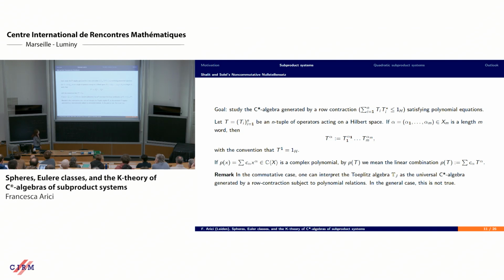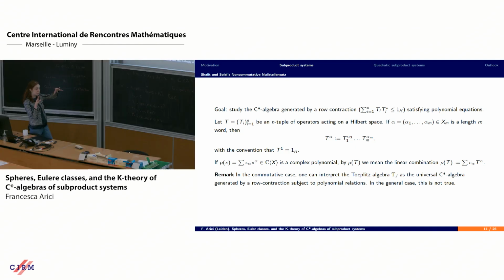And then in their paper, they proved that you can interpret all these operator algebras and C-star algebras that they construct as something related to universal C-star algebras generated by a row contraction. But this is something that is not true in general, it is related to the isomorphism problem. So at least in the commutative case, the Toeplitz algebra is the universal C-star algebra generated by a row contraction with polynomial relations, but in more general cases, this is not true, and it's an open problem to understand the precise relation here.